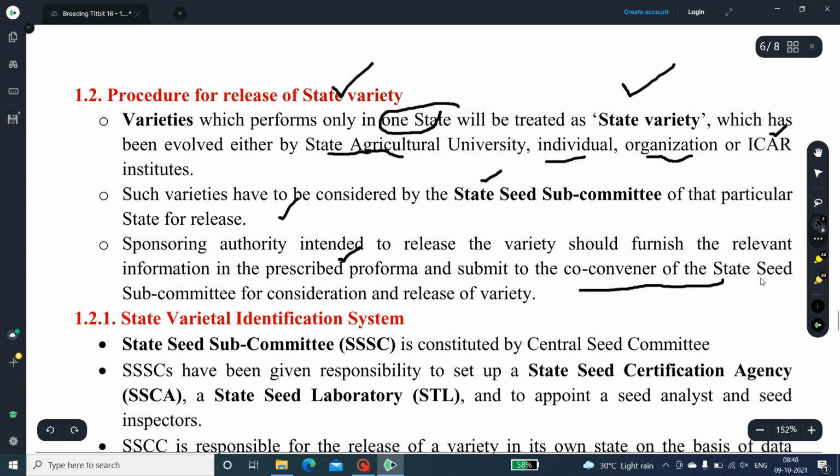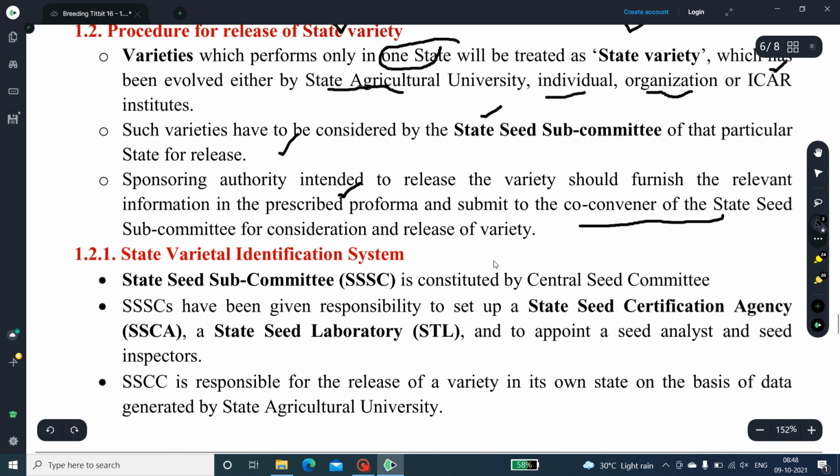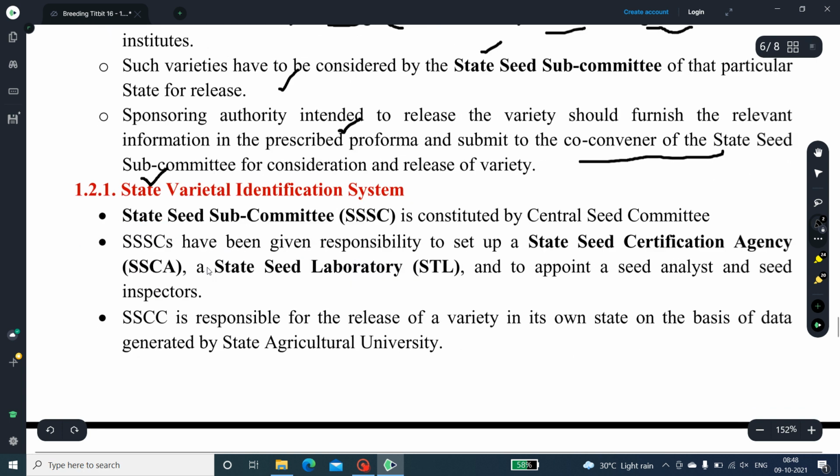Who is the co-convener of the State Seed Subcommittee? That we will be seeing in the subsequent slides. And like the central varietal identification system, at the state level we also have a state varietal identification system.